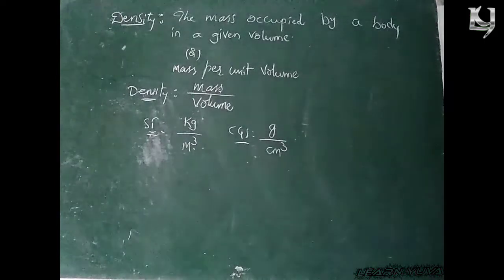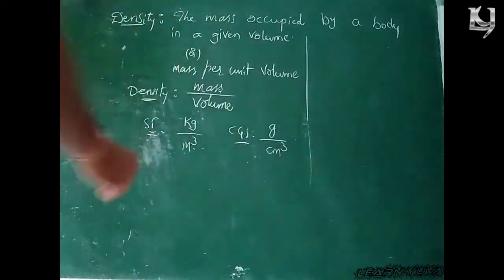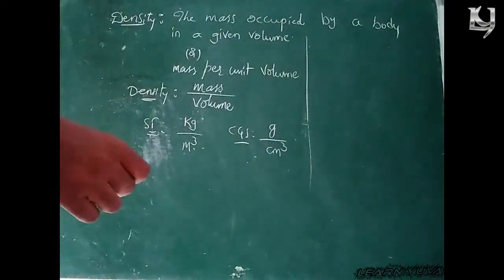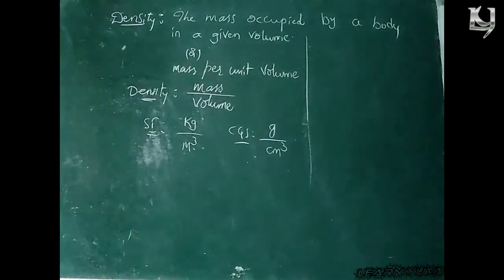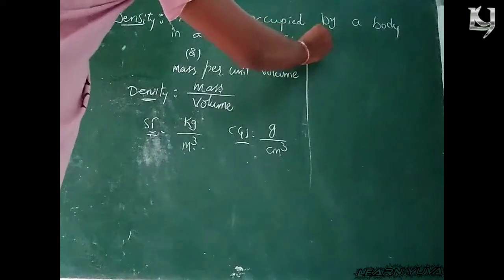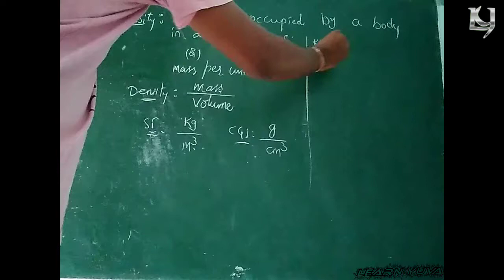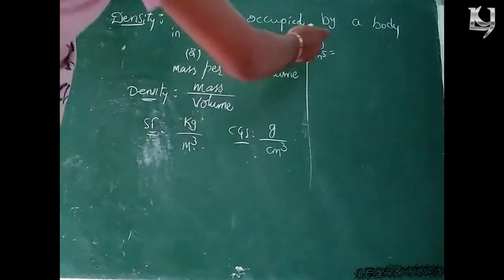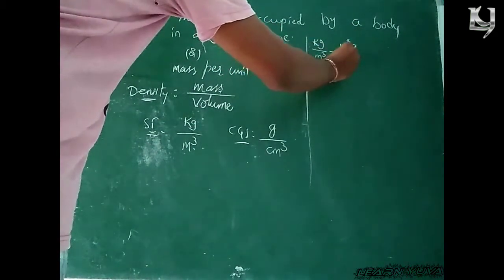Let's convert the system. Convert kg by meter cube to gram by centimeter cube, SI to CGS. Let's convert. Important factor: kg. What is the value of k? Kg by meter cube is equal to, by conversion, k is 10 power 3 gram by meter cube.